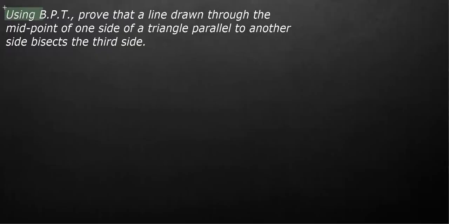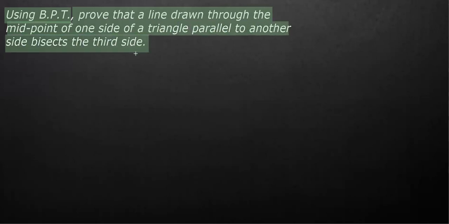In this question, it says that using BPT, that is basic proportionality theorem, also known as Thales theorem, we have to prove that a line drawn through the midpoint of one side of a triangle parallel to the other side bisects the third side.